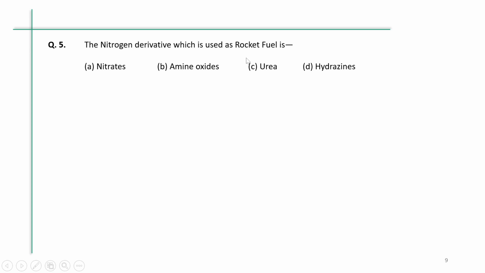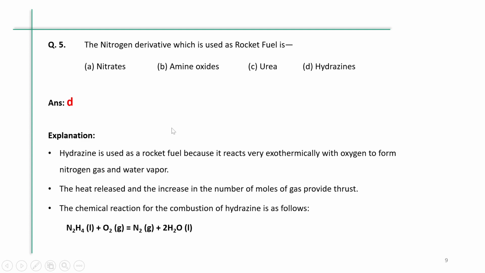Which nitrogen derivative is used as rocket fuel: nitrate, amine oxide, urea, or hydrazine? So the answer will be hydrazine. How? Hydrazine basically has a high volumetric density of hydrogen, and we know hydrogen can be used as a green fuel.